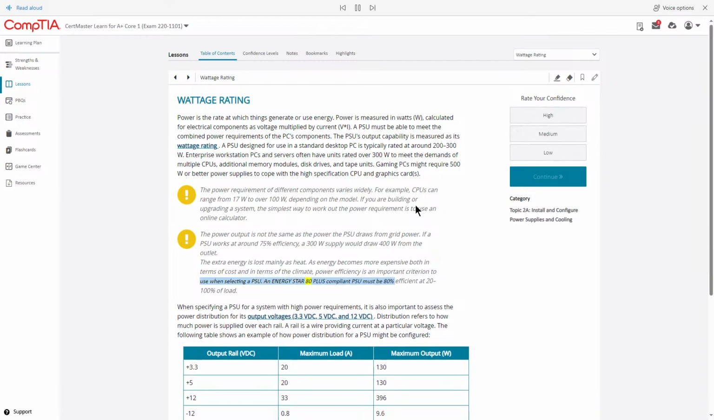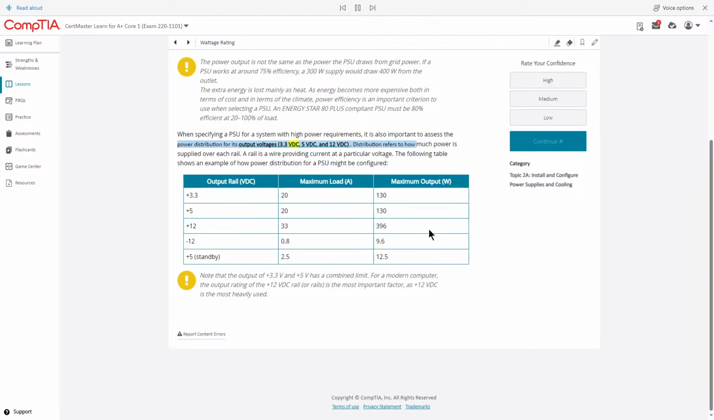An Energy Star 80 Plus compliant PSU must be 80% efficient at 20 to 100% of load. When specifying a PSU for a system with high power requirements, it is also important to assess the power distribution for its output voltages, 3.3 VDC, 5 VDC, and 12 VDC. Distribution refers to how much power is supplied over each rail. A rail is a wire providing current at a particular voltage. The following table shows an example of how power distribution for a PSU might be configured.